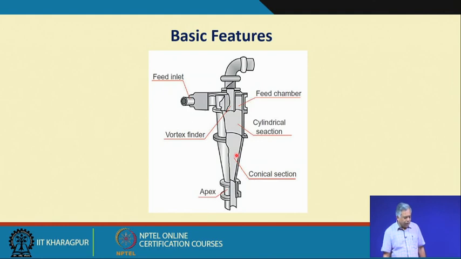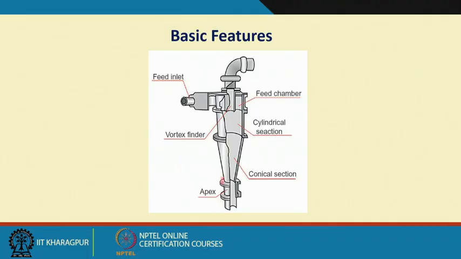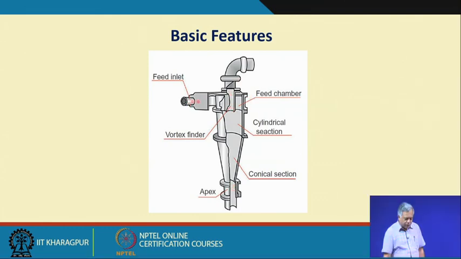Normally, in the mineral processing field, cyclones are designated based on their cylindrical diameter. That is, when we say this is a 75 millimeter or 76 millimeter diameter cyclone, that means the cylindrical portion's internal diameter is 76 millimeter. Why do it like this? Because the other portions, what should be the length of the conical part, what should be the apex diameter, what should be the diameter of the vortex finder, what should be the diameter of the feed inlet, they are all written in terms of the cylindrical diameter.